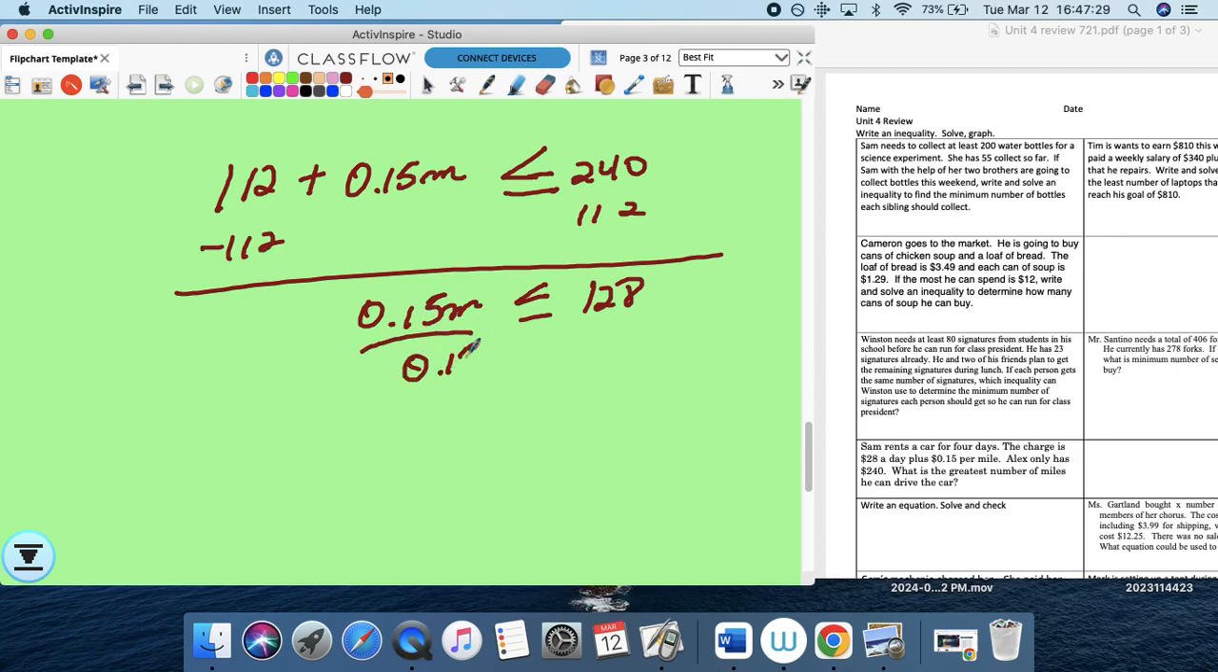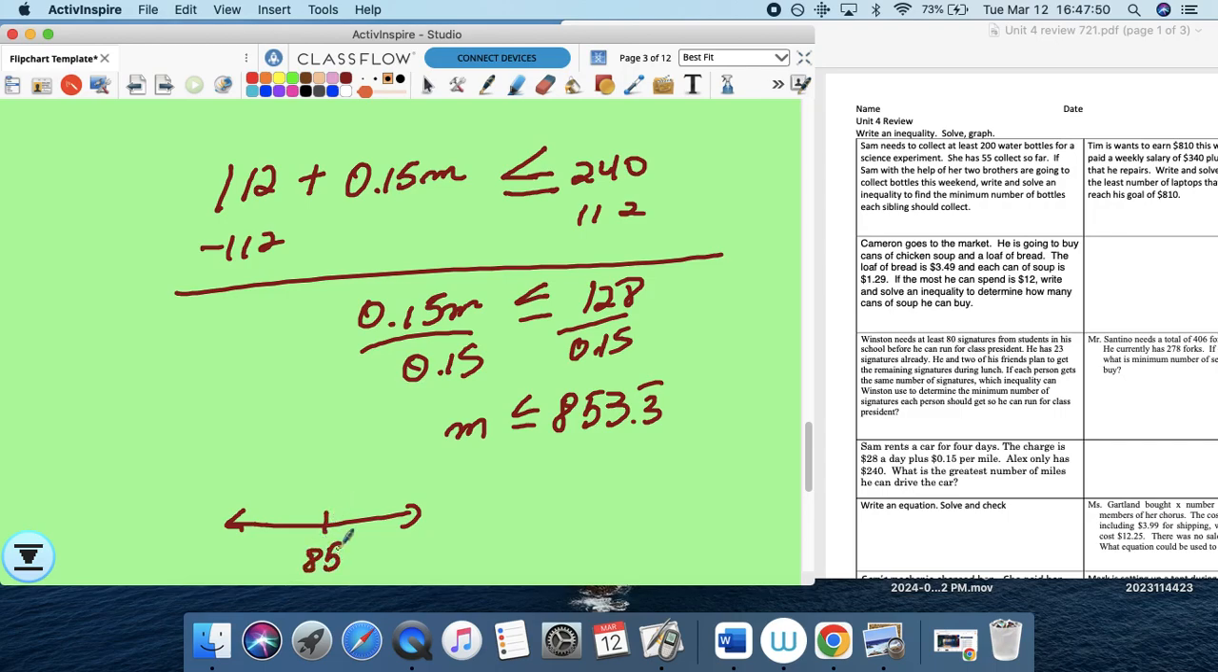So let's divide this by 0.15. And that's going to give us 128 divided by 0.15. Wow, you can drive pretty far. 853 miles, point 3, right? So graph this. Now, this one's a tricky question.